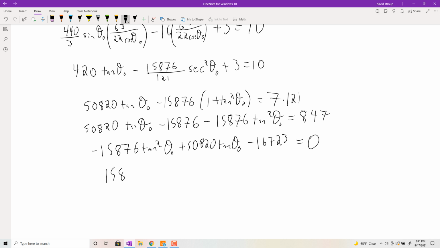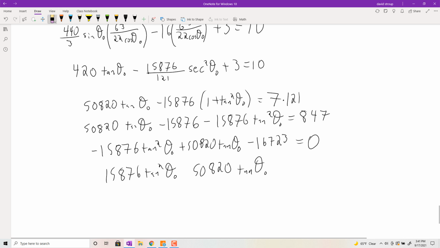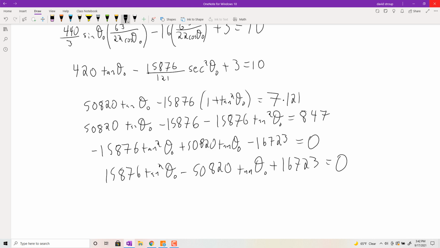I got 15876 tan squared theta sub 0, plus 5082 tan of theta sub 0. Whoops, minus. See, there's just so many things going on. And then plus 16723 equals 0. That's the thing I'm going to solve.